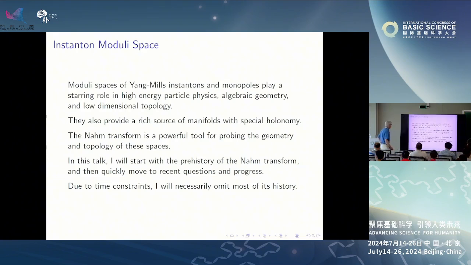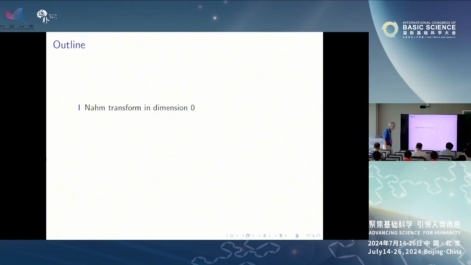And as I said, due to time constraints, I, of course, will necessarily omit most of the genuine history of the Nahm transform. So many people have worked on this area. Okay, so a brief course outline. First, I'm going to discuss what I call the zero-dimensional Nahm transform. And then I'm going to go to the more standard geometric Nahm transform that folks in the domain are familiar with.